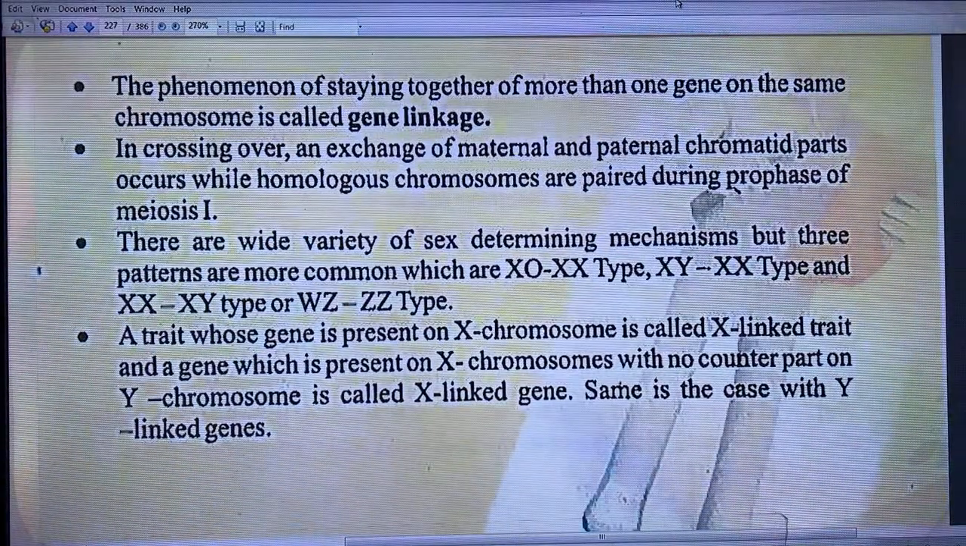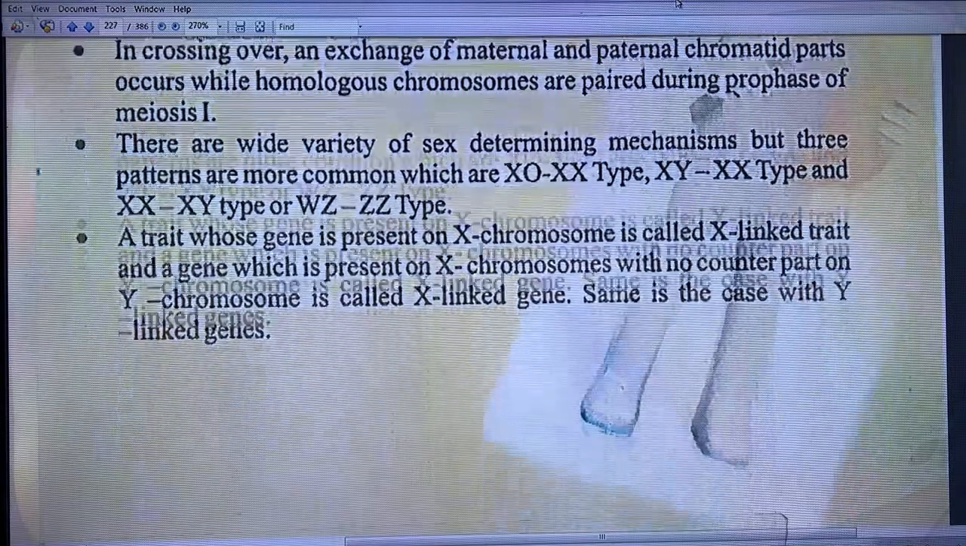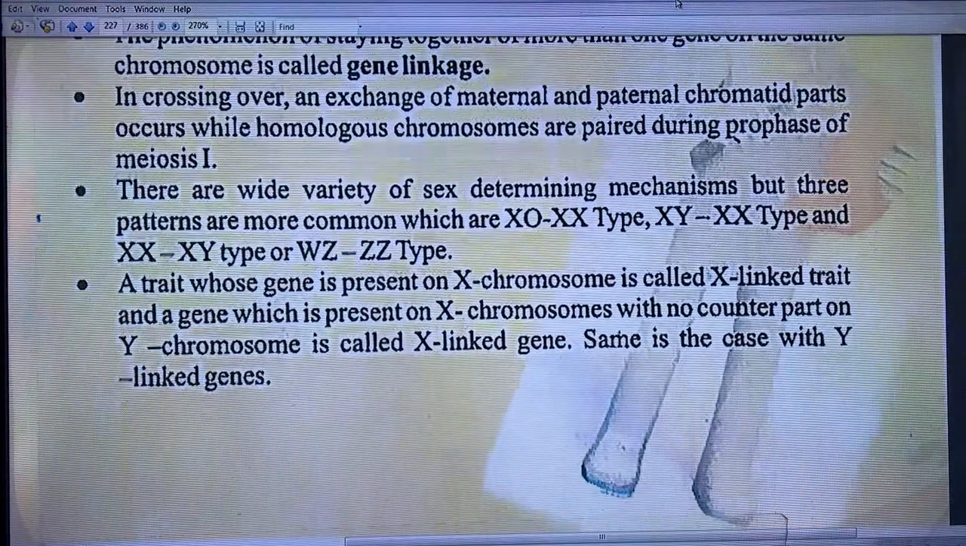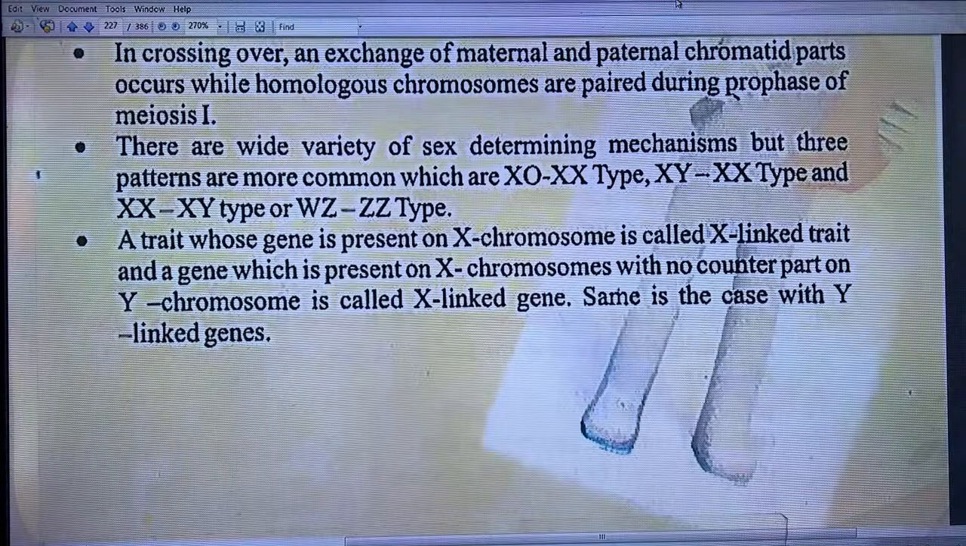The phenomenon of staying together of more than one gene on the same chromosome is called gene linkage. In crossing over, the exchange of maternal and paternal chromatid parts occurs while homologous chromosomes are paired during prophase of meiosis I. There are a wide variety of sex-determining mechanisms, but three patterns are more common, which are XO, XX type; XY, XX type; and ZW, ZZ type.